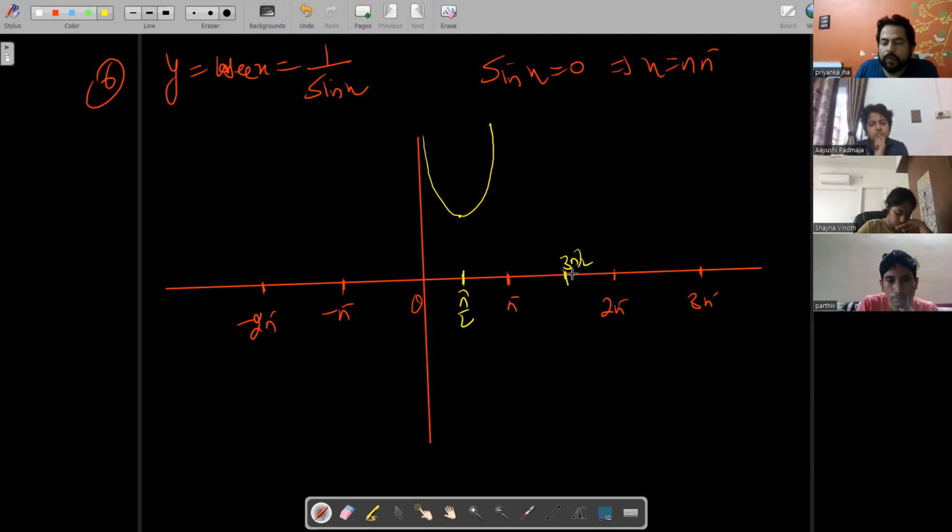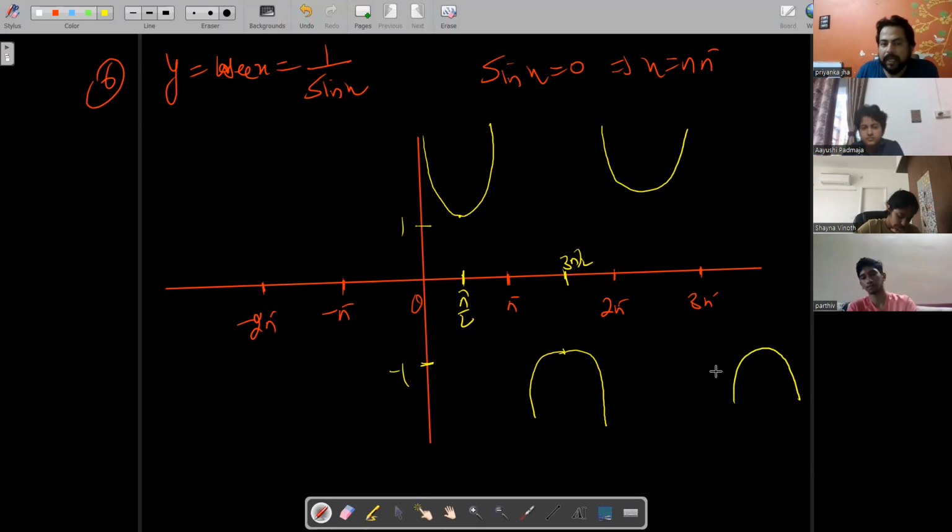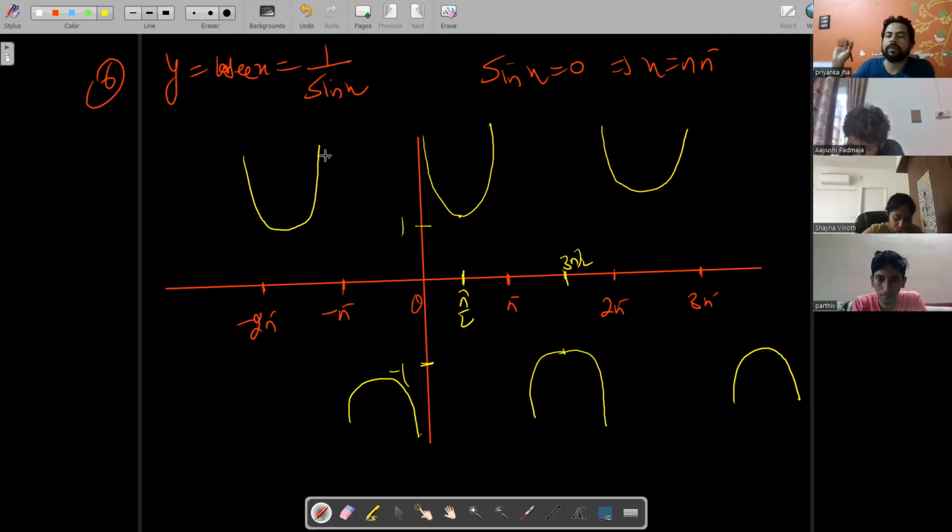At 3 pi by 2, what is the value of sin 3 pi by 2? Minus 1. Sin 3 pi by 2 is minus 1. So 1 by minus 1, minus 1. So this is minus 1. So the graph will be like this. At every integral multiple of pi, it will be undefined. You just have to repeat this unit again and again. That's it. Very simple curve. You have to remember all of this.